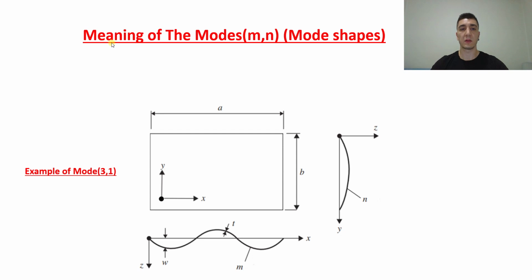So let's take a look at the meaning of the modes, and we can also say mode shapes and eigenmodes. They are all the same. So the first one, m, is the half wave number of this axis, and the second one, n, is the half wave number of this axis. So if we take a look at the example of mode 3 and 1, there are 3 half waves in this axis, on this edge, I mean. So 1 half wave in this edge.